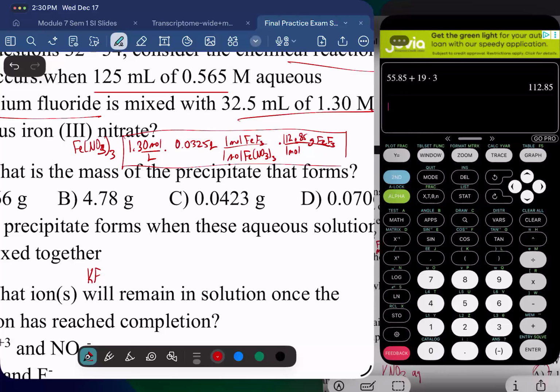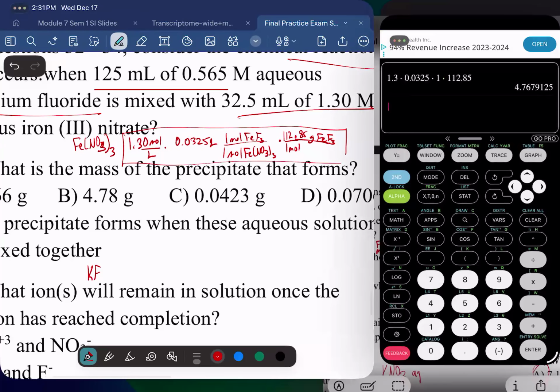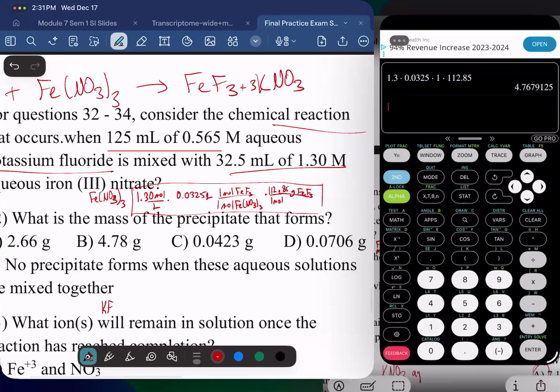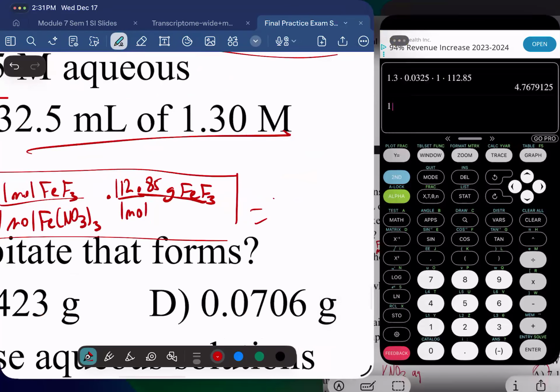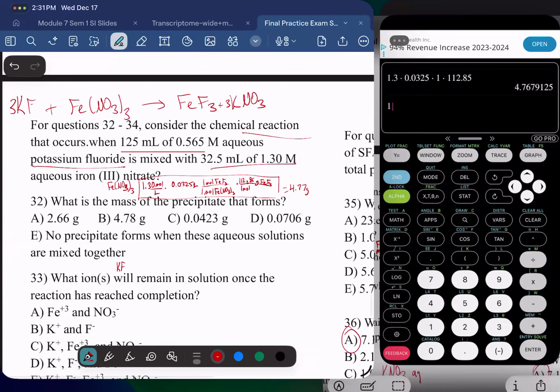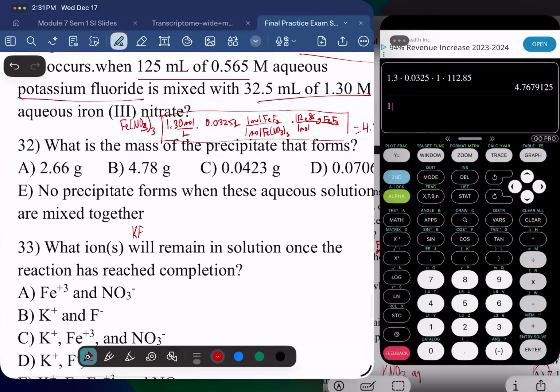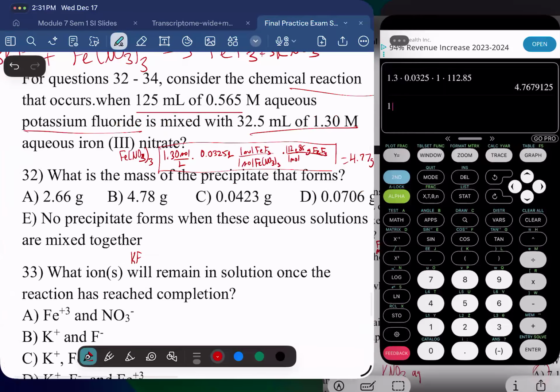So we're going to do it. Let's do it. So 1.3 times 0.0325 times 1 times 112.85. Okay. So I got around 4.77 grams. Okay. But wait, we've got to do KF as well, right? Because it's a limiting reactant question. So let's do that. So KF, right?